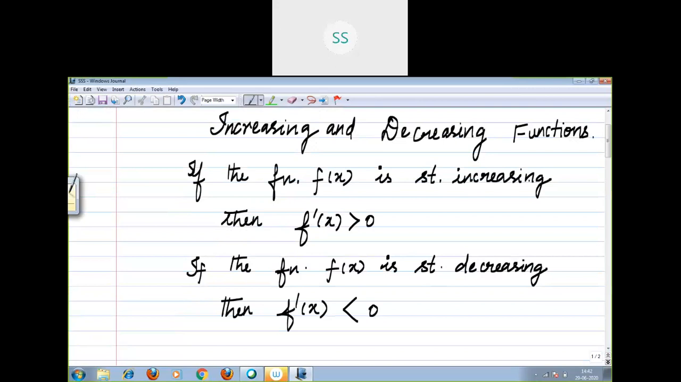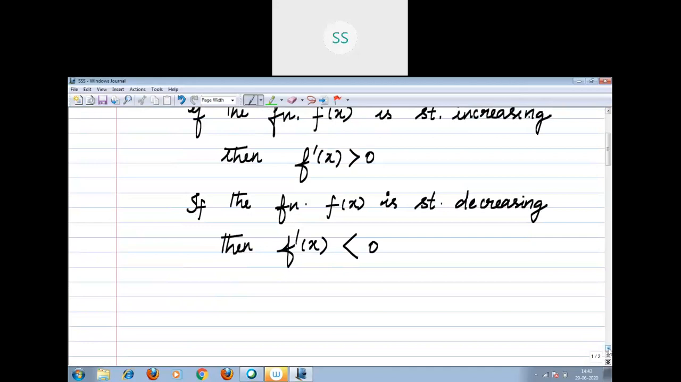Increasing and decreasing; in that, another subdivision is strictly increasing and strictly decreasing. For strictly increasing, the derivative should be greater than 0. For strictly decreasing, the derivative should be less than 0. Now I'll pass on to increasing, where intervals are given to you.